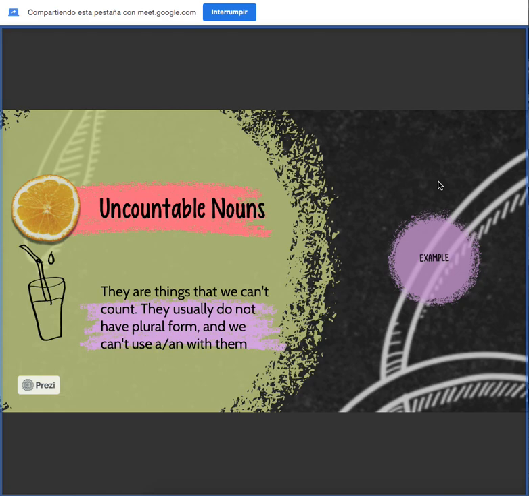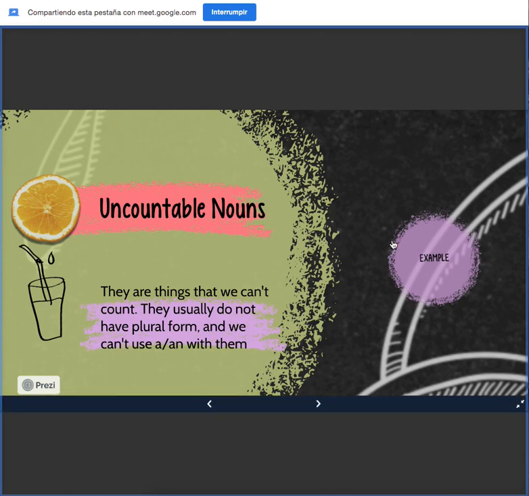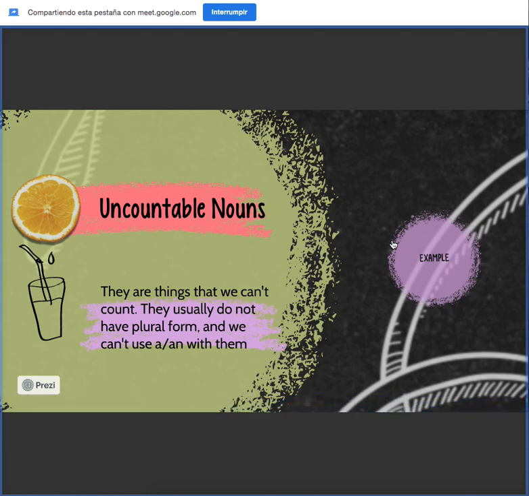You can't count it. And also, guys, it is possible that we are not going to use a, an with them because you can't use numbers with uncountable things. No vas a usar ni el a ni el an porque, como les decía, eso significa que tiene solo uno. Pero como no lo puedes contar, no puedes decir tengo un sentimiento, tengo una emoción. No, I have emotion, estoy emocionado o algo así.